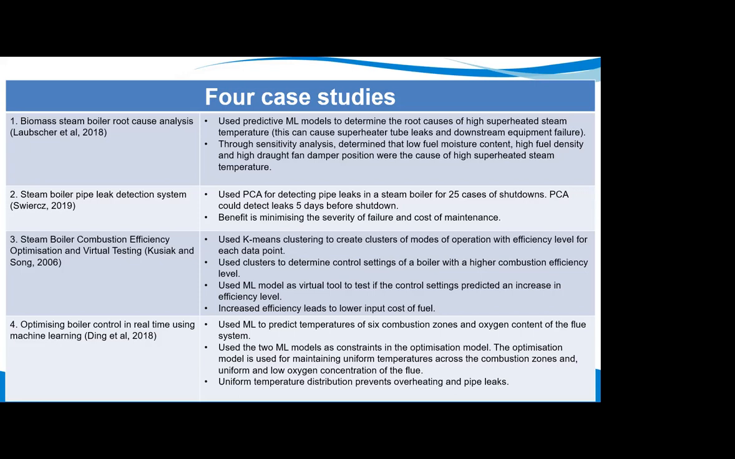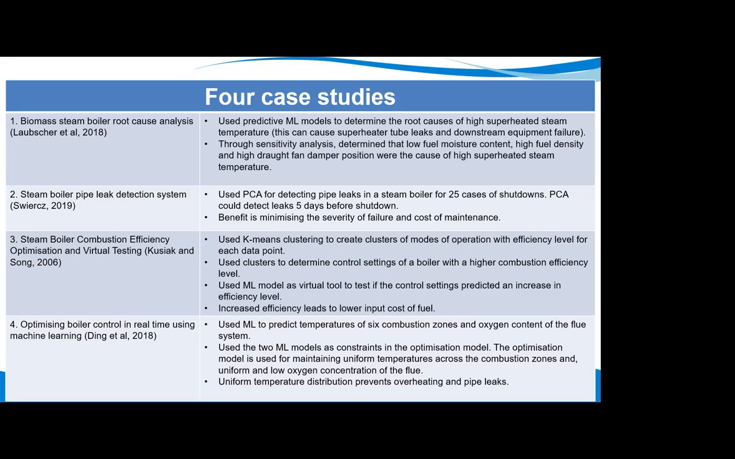And the fourth study was on optimizing boiler control in real time using machine learning. And this is the case study that we took for further analysis. So in contrast to the second case study, which was detecting pipe leaks, in this one, we are trying to prevent the cause of pipe leaks.